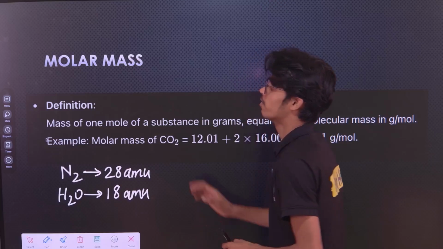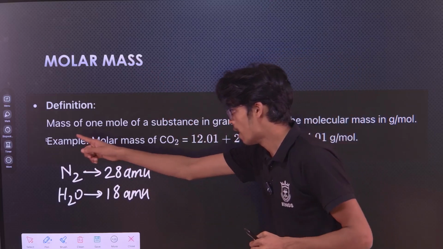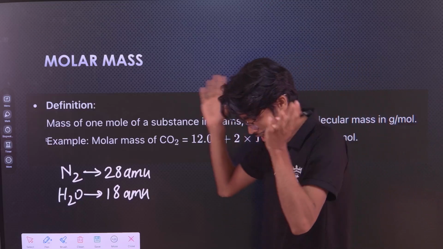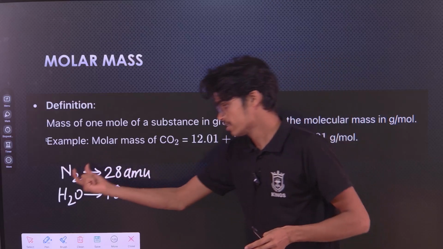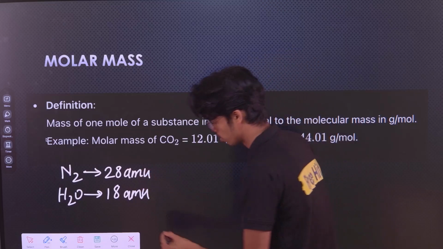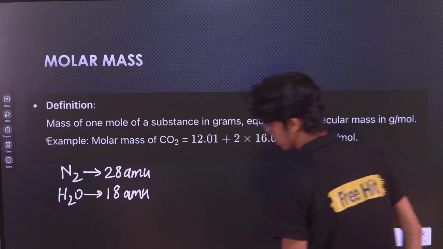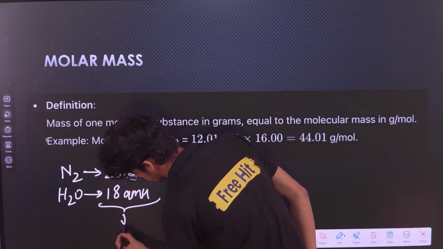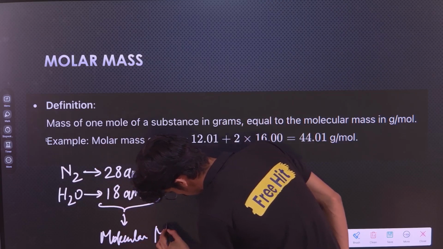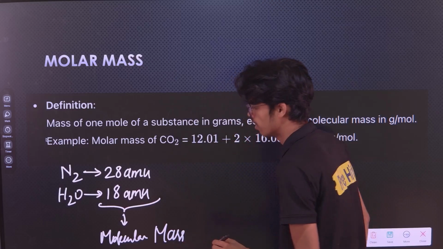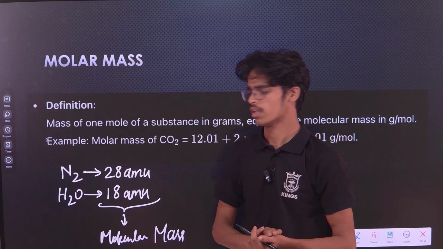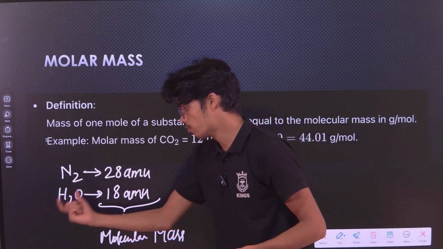Now first read the definition of molar mass: the mass of 1 mole of a substance in grams is equal to the molecular mass in gram per mole. You can't get it, right? See, this is N2, this is H2O, and this is the mass of one molecule, the molecular mass. Got it?